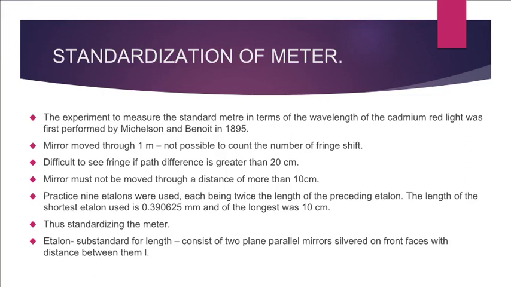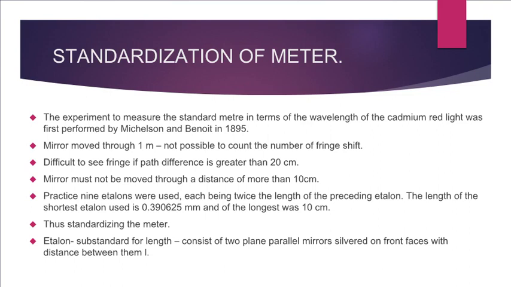The experiment to measure the standard meter in terms of the wavelength of the cadmium red light was first performed by Michelson and Benoit in 1895. It is not possible to count the number of fringes which cross the field of view if the mirror is moved through the whole length of 1 meter.